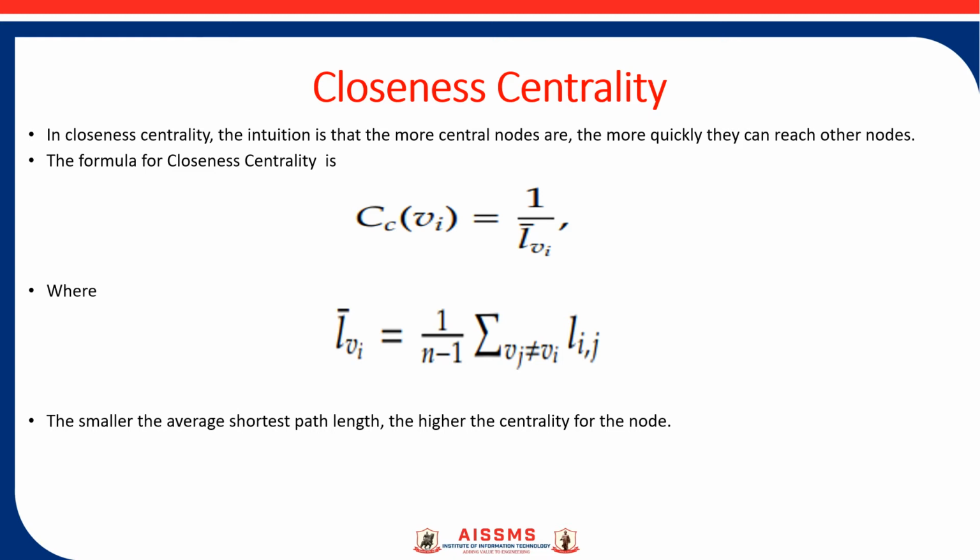Once we get the closeness centrality of each and every vertex, we see the vertex having the smallest average shortest path length, and that vertex will be considered the central node, which gives us the highest centrality for that particular network.